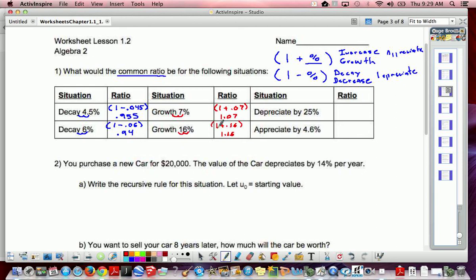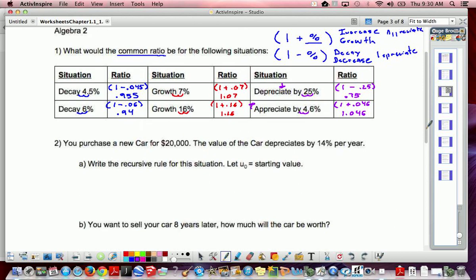All right, the last two, one is depreciate, the other is appreciate. So we talked about those words here today in class. So depreciate means, again, going down in value. So 1 minus 0.25, move that decimal over 2 spots. So 0.75 is left. Appreciate means it's going up. So I'm going to go 1 plus, move that decimal over, 0.046 or 1.046. So again, getting these numbers, these are a common ratio. This is what we're going to multiply by in the recursive definitions when dealing with these geometric sequences.